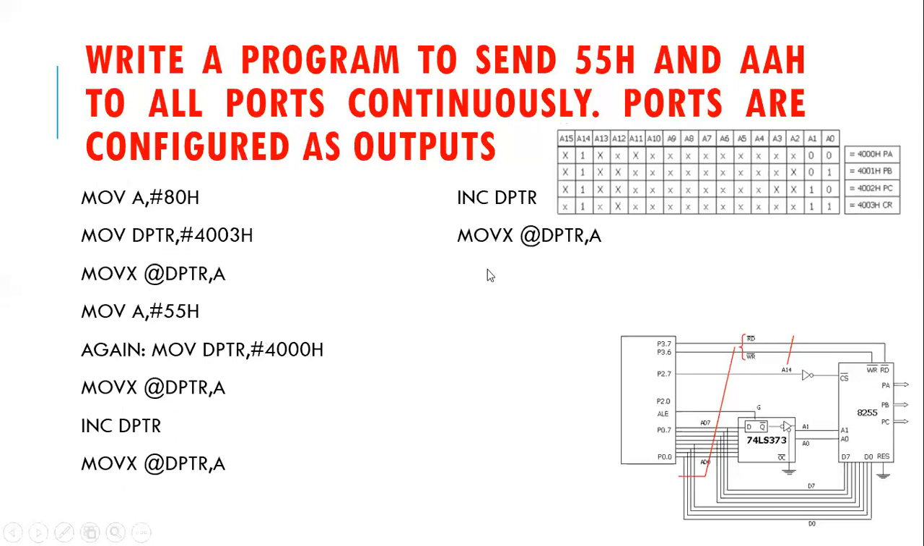Then to the 4002, the content of A is transferred here. As we do this, the contents are now transferred to port A, port B, port C. So first we initialize the control register with the control word 80H, which will configure all the ports as inputs.